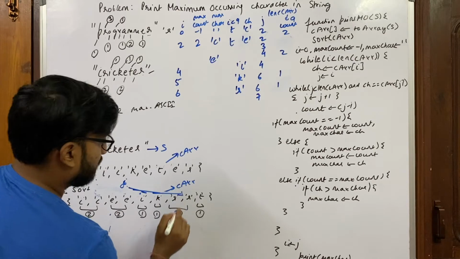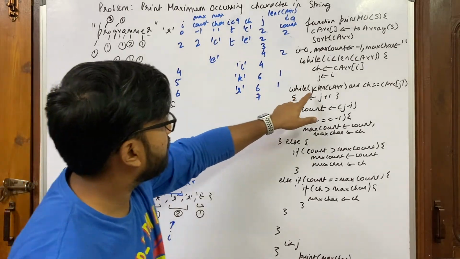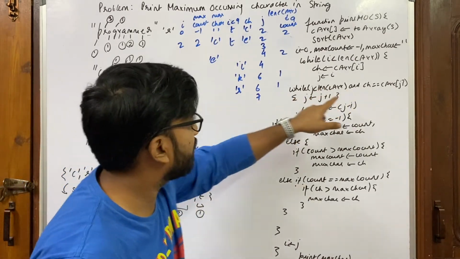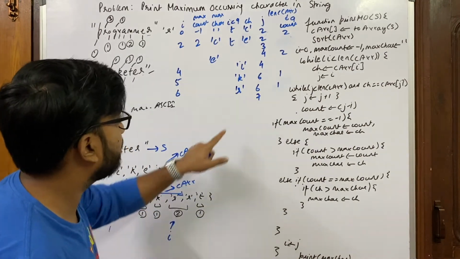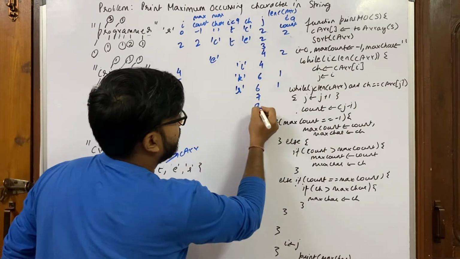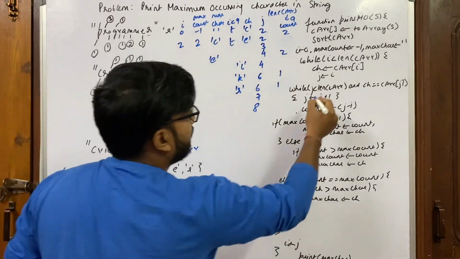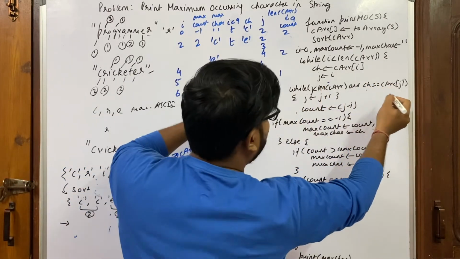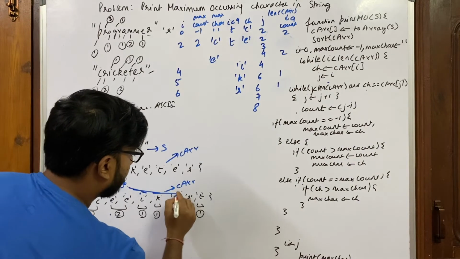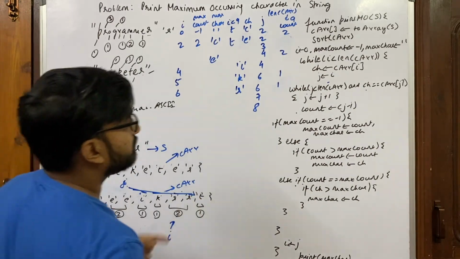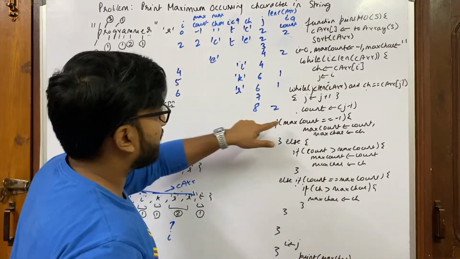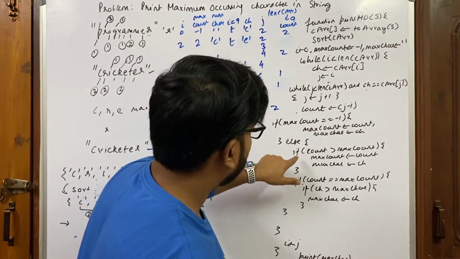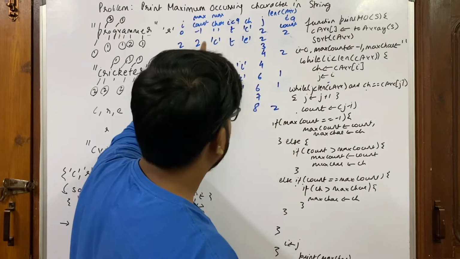Okay, so 7 is less than 9, true, ch is r is equal to cr of j, which is 7. So cr of j is r, equal to r, you do j plus 1, j becomes 8. 8 is less than 9, true, ch is r, cr of 8 is t, which is false, so you come out. Count is j minus i, 8 minus 6 is 2. Okay, max count is -1 is false, max count is 2. Count is greater than max count, count is 2, max count is 2, false.